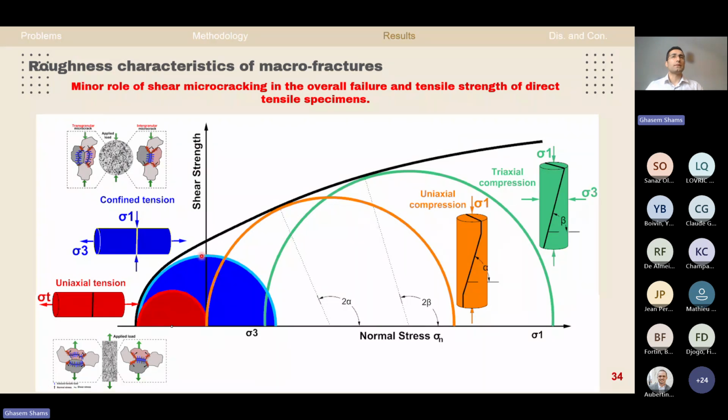This is the Brazilian test. This is the uniaxial test. Therefore, we have more shear microcracks in the Brazilian test, and each shear microcrack is stronger and needs more energy, more load to fail. Therefore, this contribution of more and stronger shear microcracks increases the overall tensile strength obtained from the Brazilian test when we compare it with the tensile strength obtained from the direct tensile test.